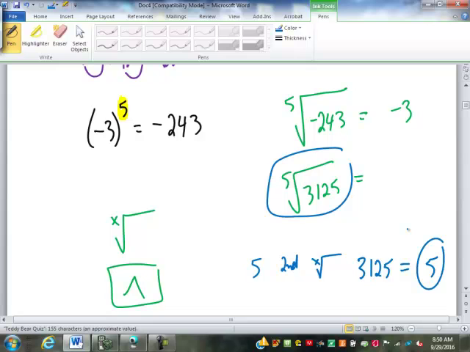5 to the 5th power is 3,125. If it was a negative 3,125, it'd spit out a negative 5, because remember, with odd powers and odd roots, the negatives will stay negative. With even powers, of course, the answer will always be positive. Even roots, you can't even do an even root on a negative. It gives an error. That's really all we need to know for doing our roots and powers.